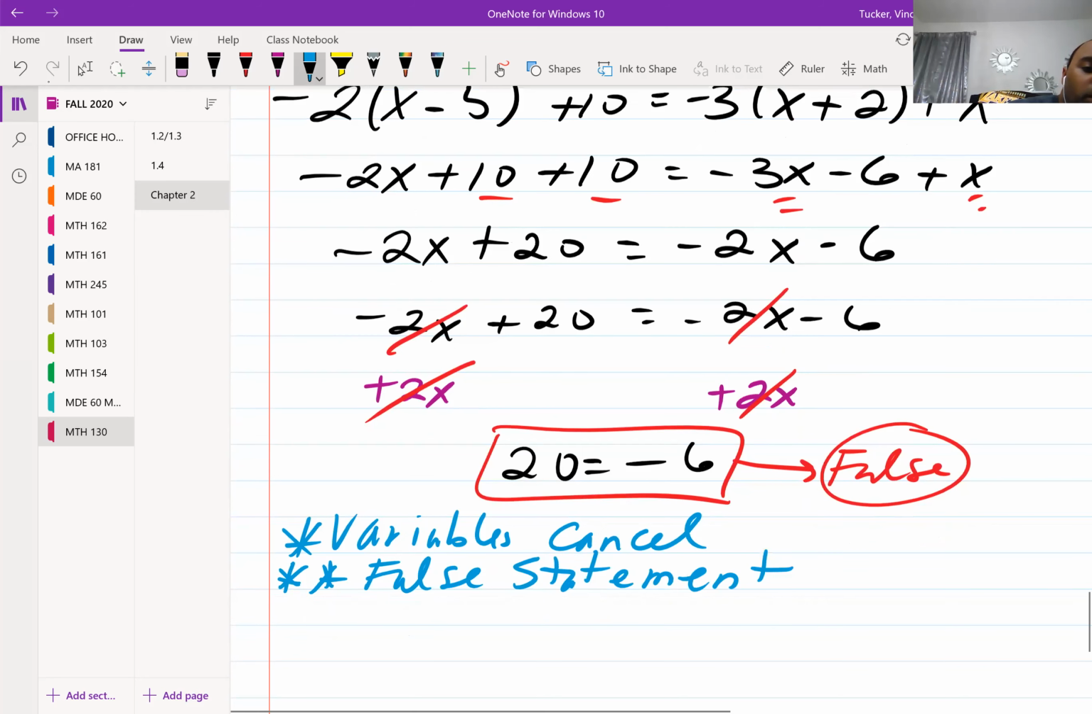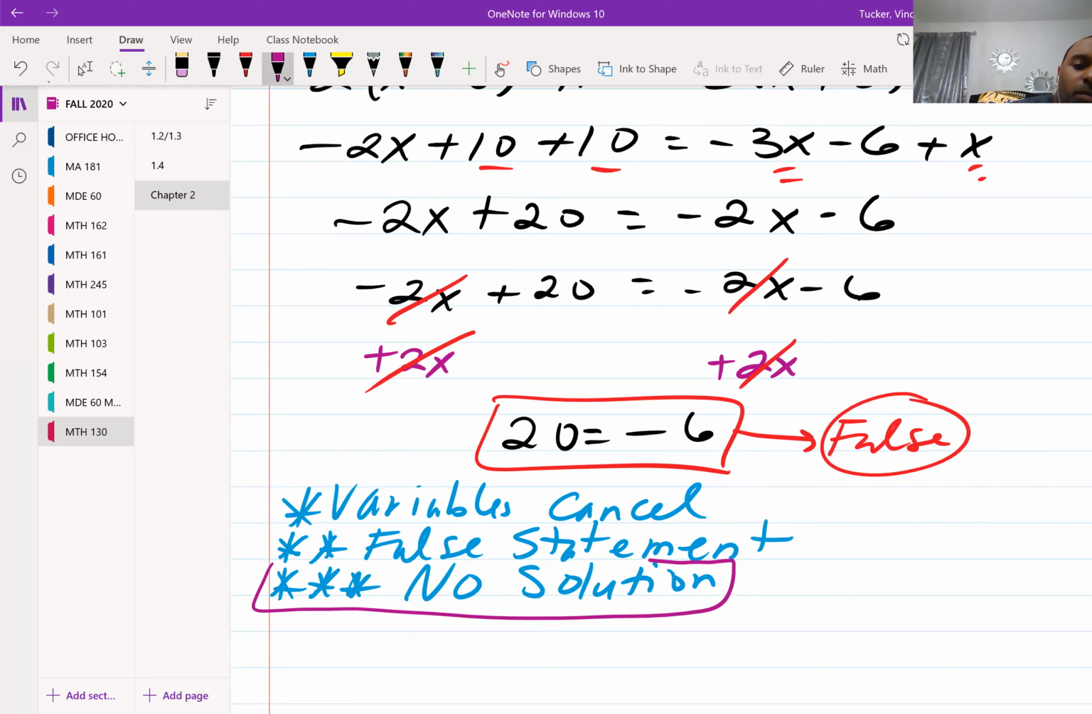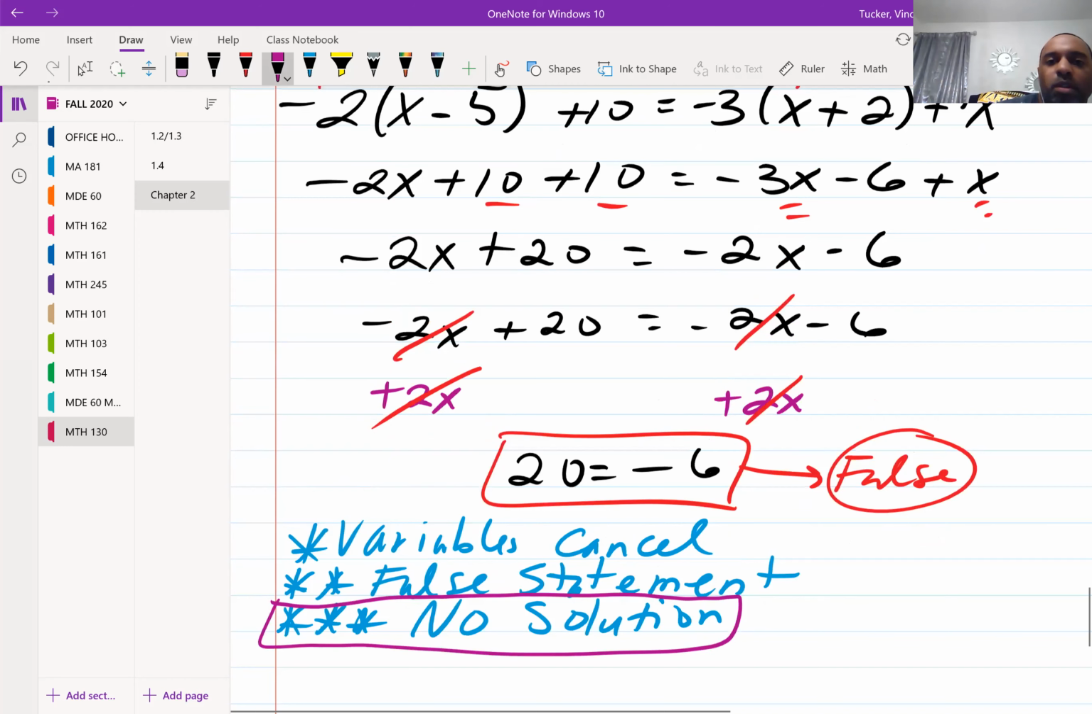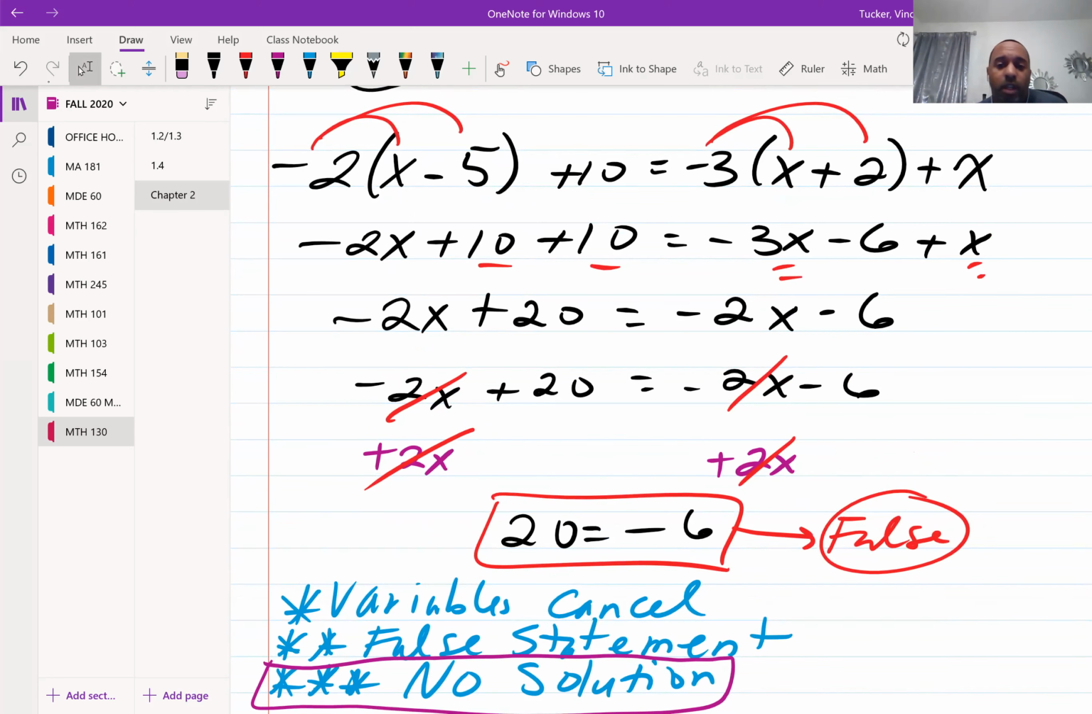Your answer is no solution. Can you scroll back up for like one second? Sorry, I was trying to copy some of it down. Not a problem. Yeah, that's the beginning of it, right? Yep. So when your variables cancel out and you end up with a false statement, your answer is no solution.